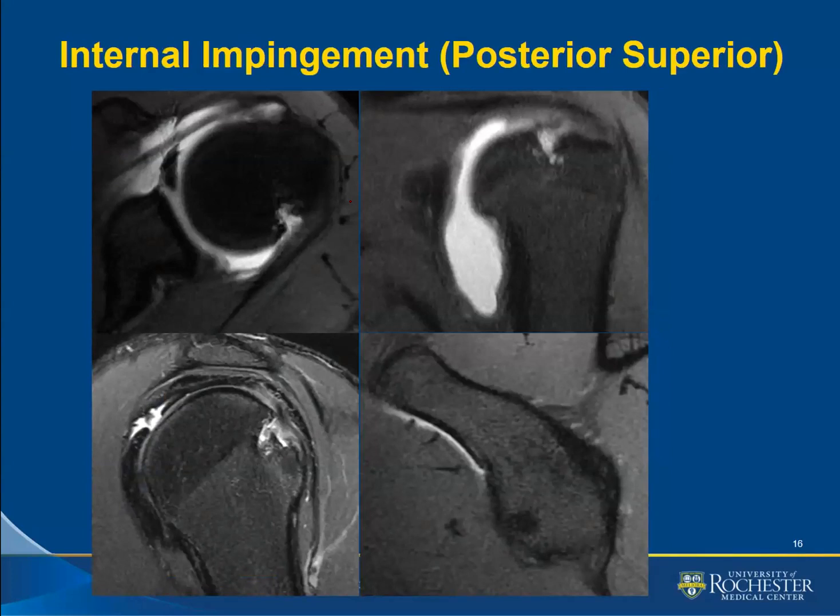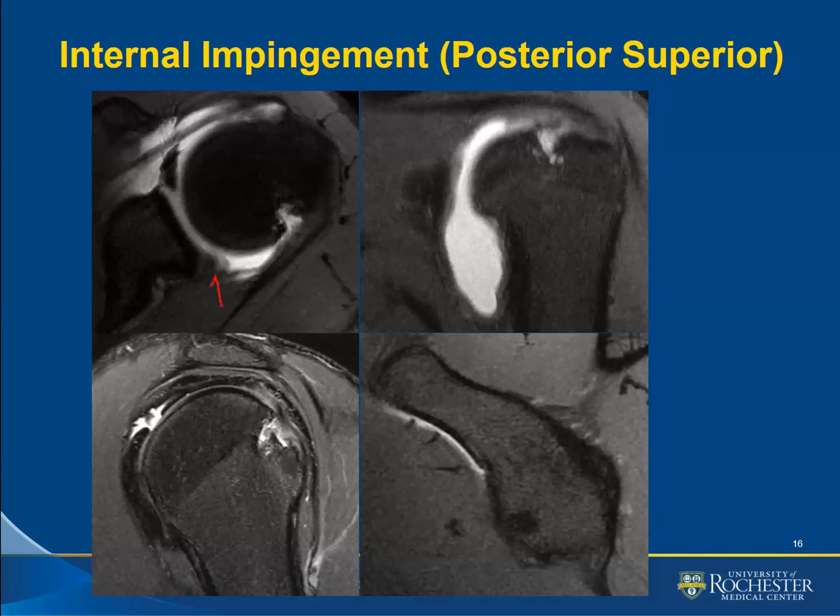Now, in the throwing athlete, a specific pathology that can occur is what's referred to as internal impingement or posterior superior impingement. The idea behind this is that in the throwing athlete, in the extremes of abduction and external rotation, there's a collision that will occur between the posterior superior aspect of the greater tuberosity and the posterior superior aspect of the glenoid.